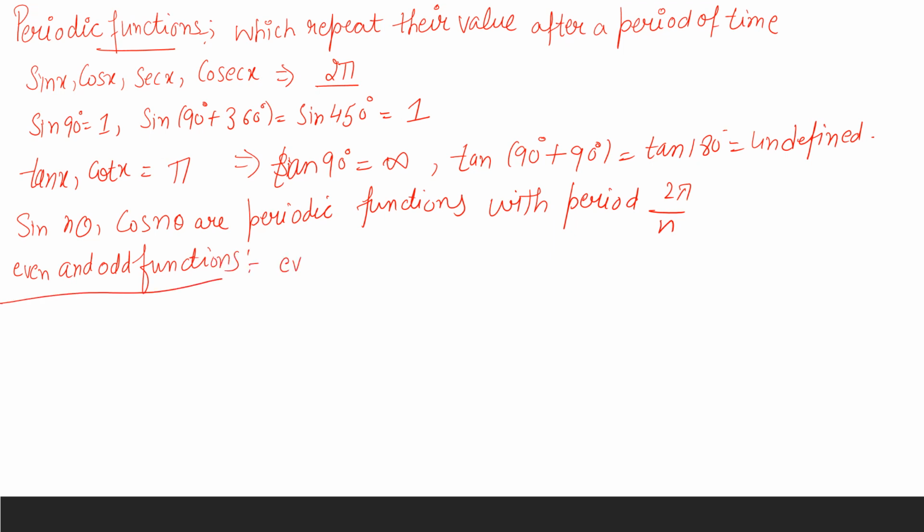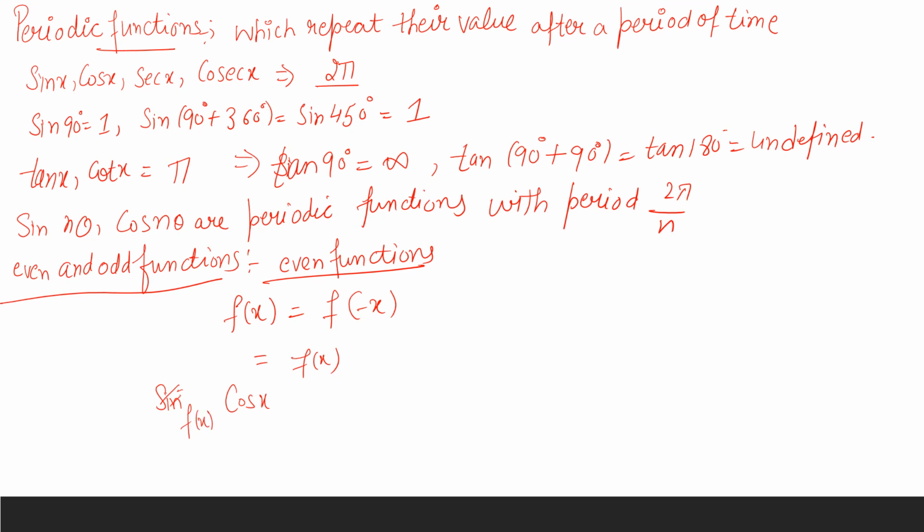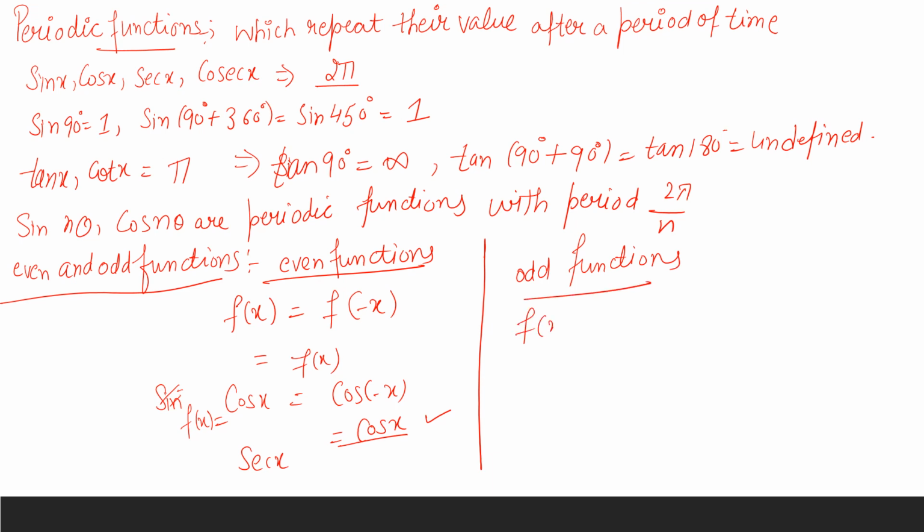Even functions: if we change the function's x from positive x to minus x, then the answer will be the same. For example, we can take cos. Cos x is a function, and when we put minus x, we still get cos x. So cos x and secant x are basically even functions. So what are odd functions? Odd functions are those functions which do not stay the same when x is replaced by minus x.